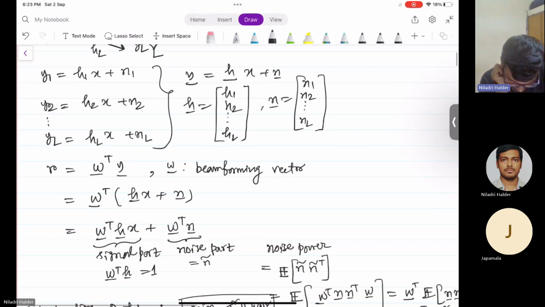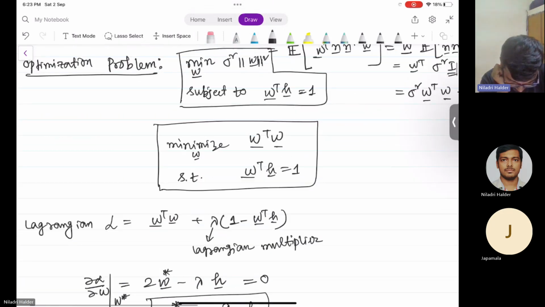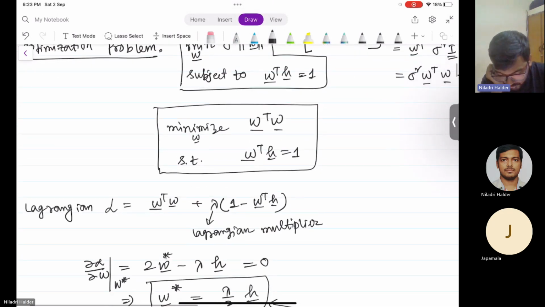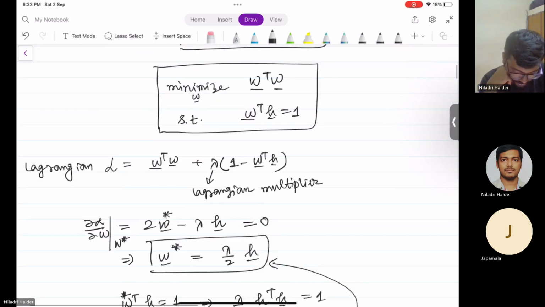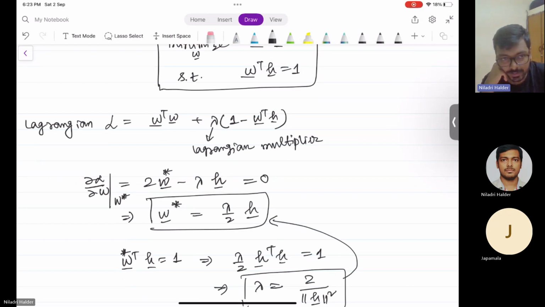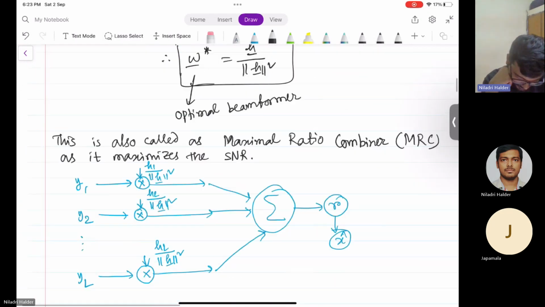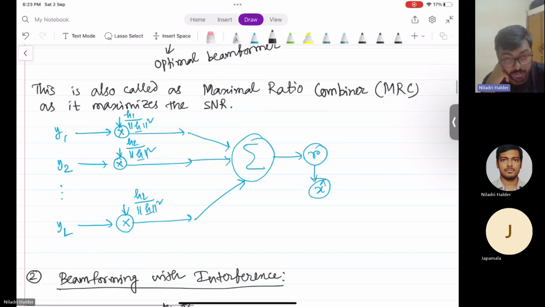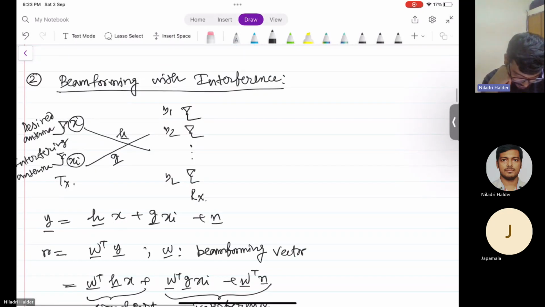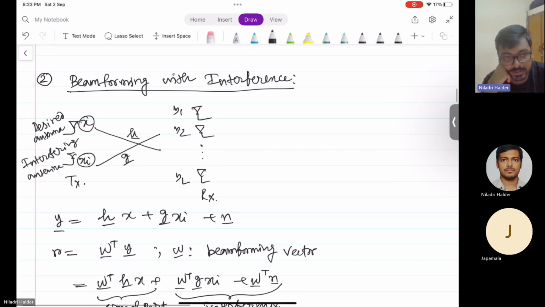So for this case, the optimization problem is as shown here: minimizing W transpose W subject to W transpose H equal to 1. Then we find out the Lagrangian, then the derivative of that Lagrangian will be 0. So we have done that here, and this is the optimal beamformer, also called the maximum ratio combiner. The second case is beamforming with interference. For this case, we have two transmit antennas, one is the desired antenna, another one is the interfering antenna.